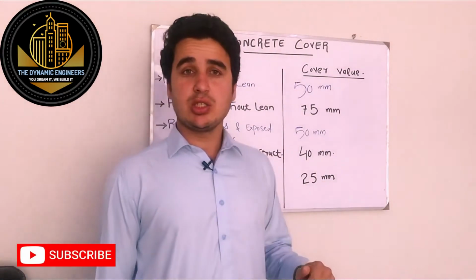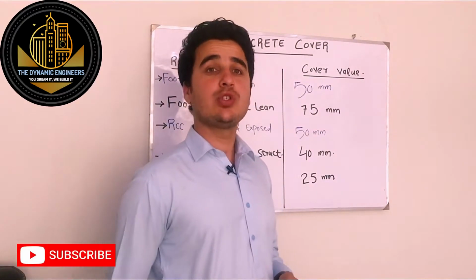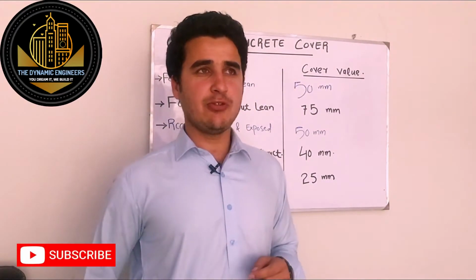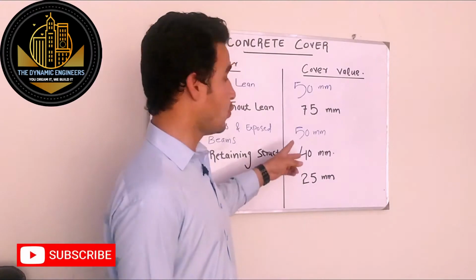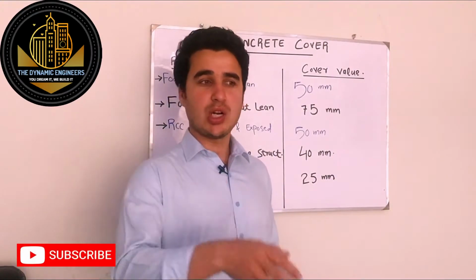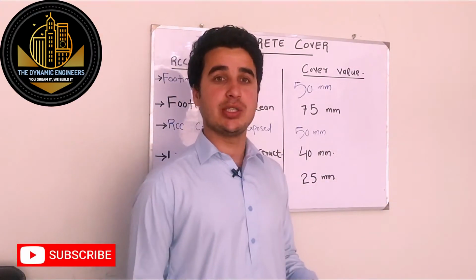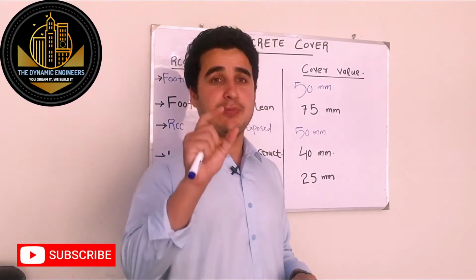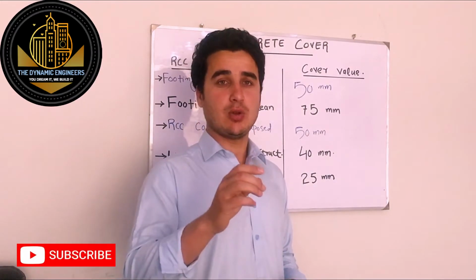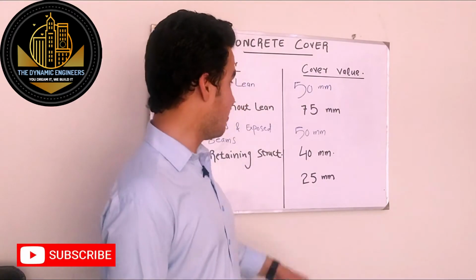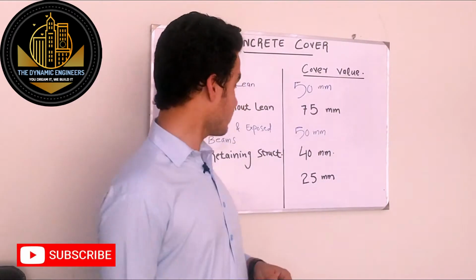Liquid retaining structures: we use 40 mm. Normally for water retaining structures we use 40 mm, and the reason is that water may not go inside the concrete and affect the steel rebars, okay? Corrosion resistance is the main thing which is needed here.